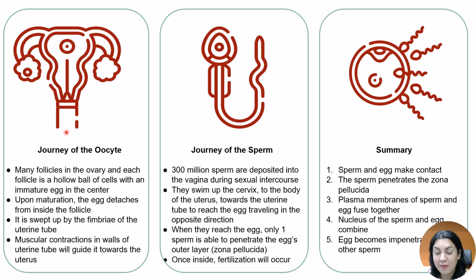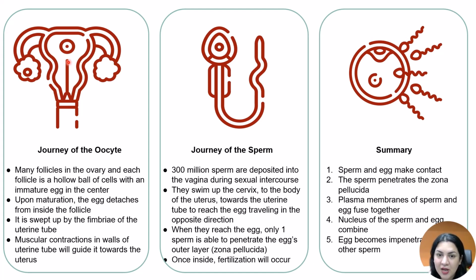Now, whatever remains is going to swim upwards through the cervix to get toward the body of the uterus. And when the remaining millions of sperm get into the body of the uterus, these muscular uterine walls are also going to contract, and they'll help to drive or push the sperm upward so that it continues to swim up in this general direction.